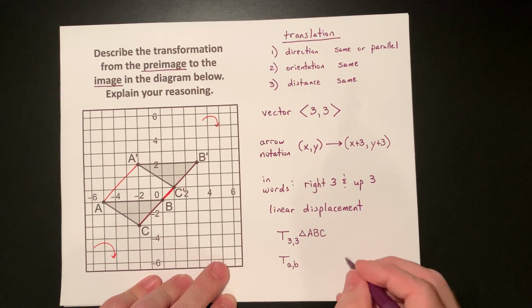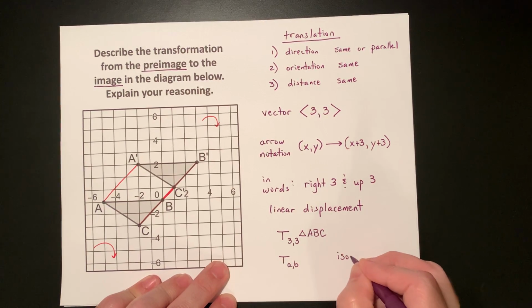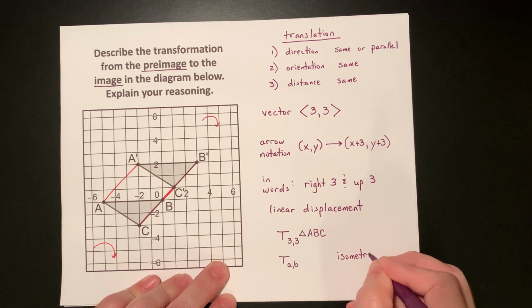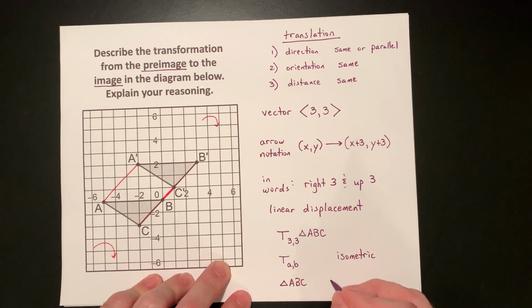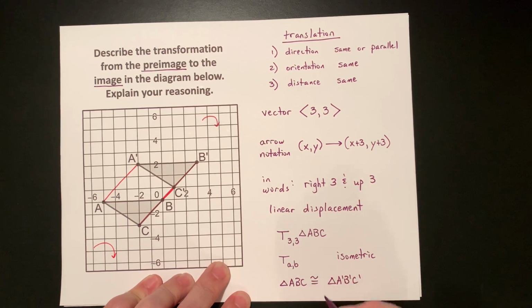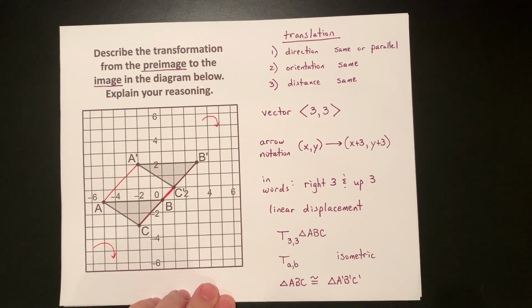Now one last thing, a translation is what we call an isometric transformation. It means that triangle ABC and triangle A prime, B prime, C prime are congruent to one another.